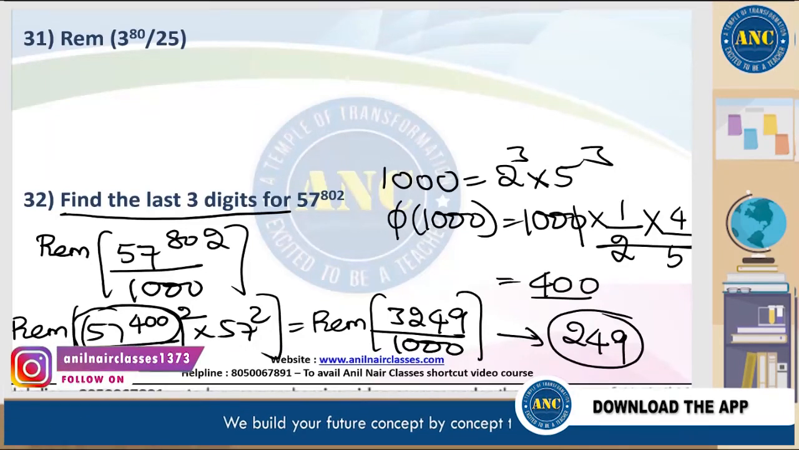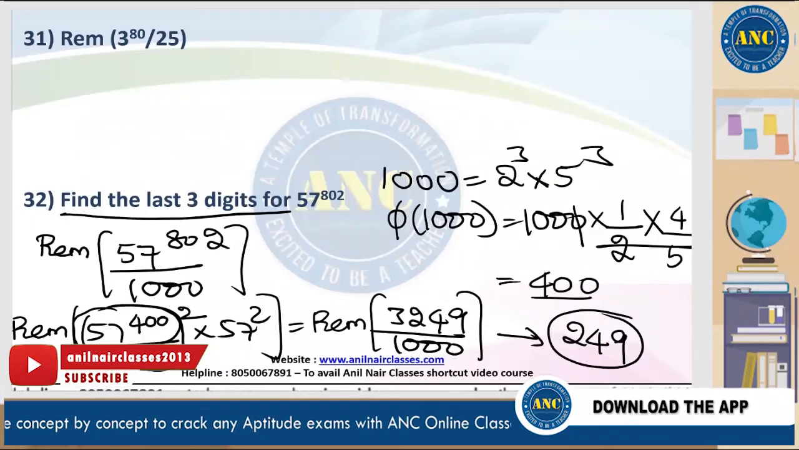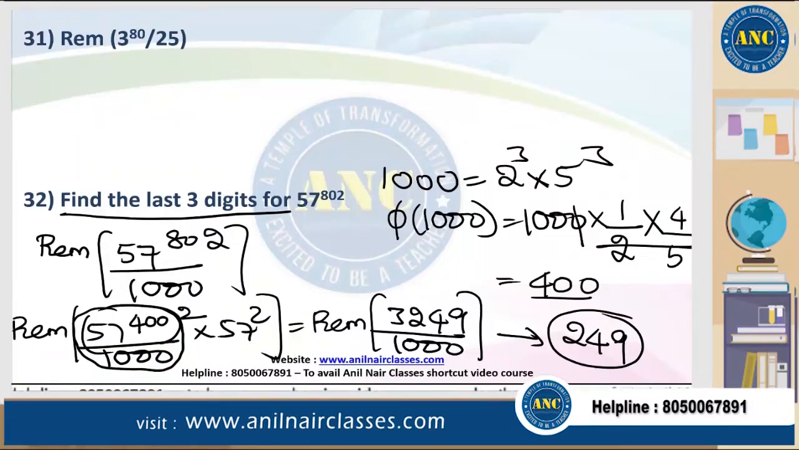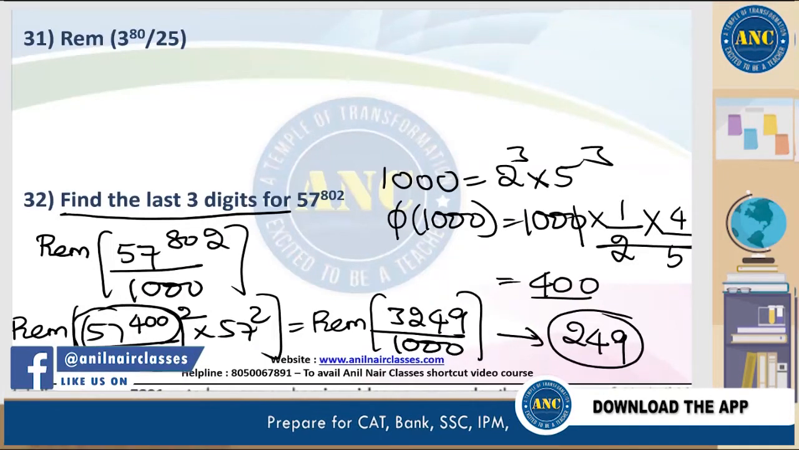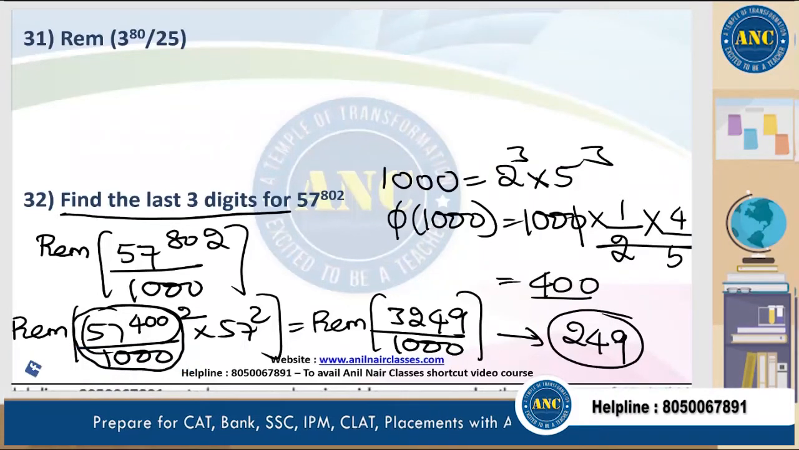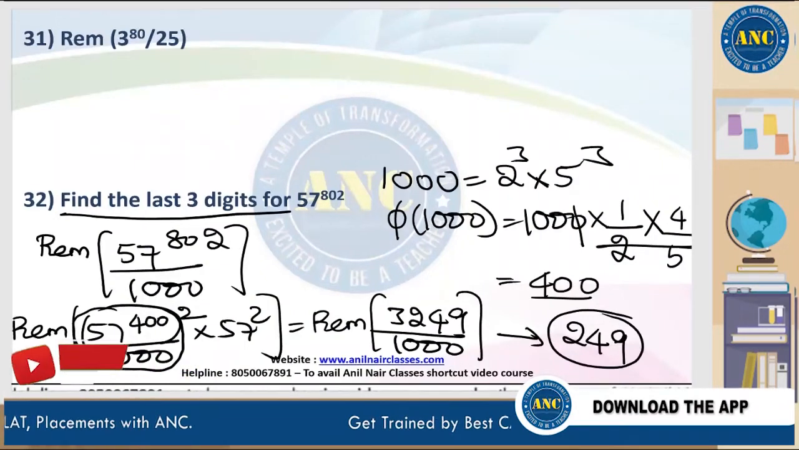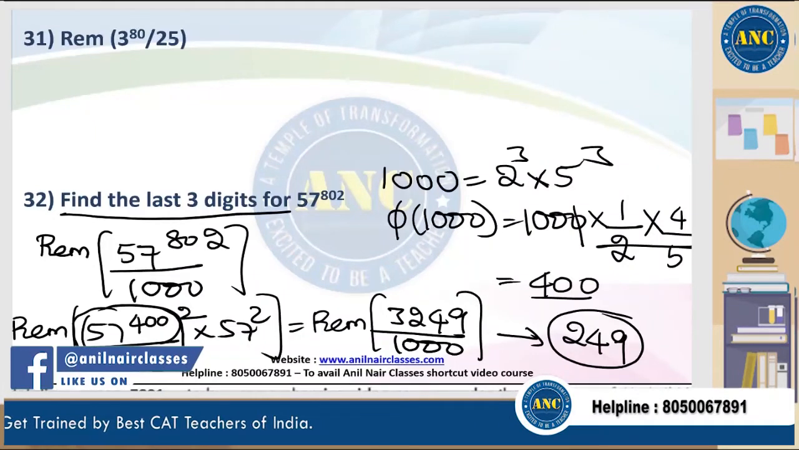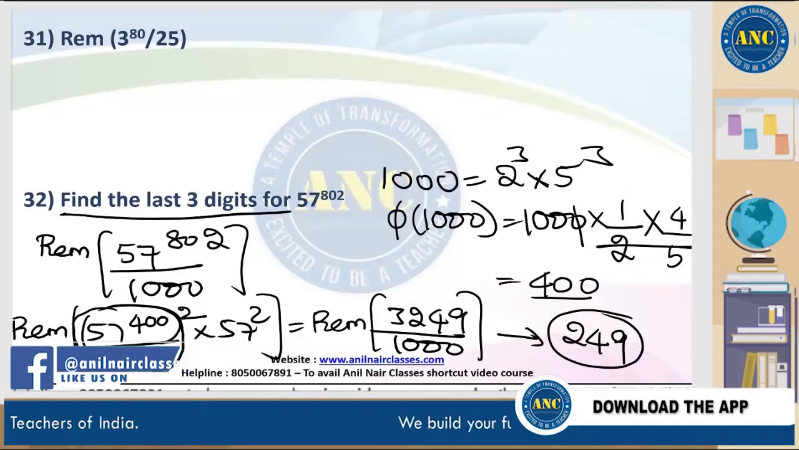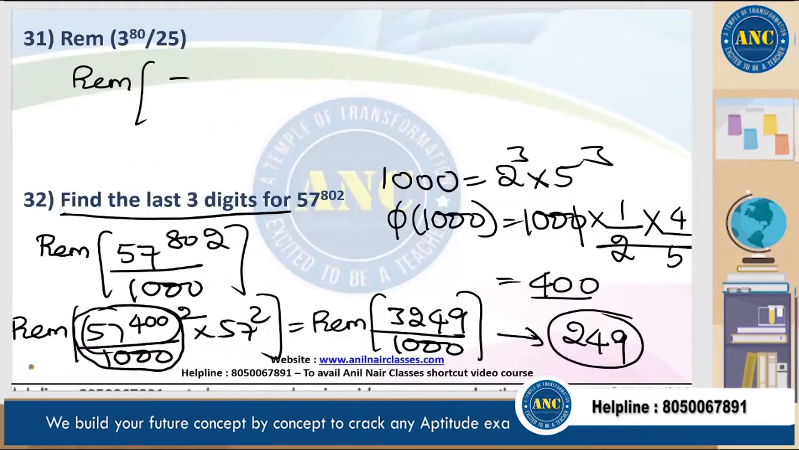57 power 802 divided by 1000. 1000 is 2 cube into 5 cube. So phi of 1000 is 1000 into 1 by 2 into 4 by 5. So 10, 400. 400 2s are 800. Remaining is 57 square. In the morning class we discussed how to find the squares from 35 to 75. 50 plus x whole square is nothing but 25 plus x slash x square. 3249 divided by 1000, 1000 threes are 3000. Remaining is 249. We got the answer 1.